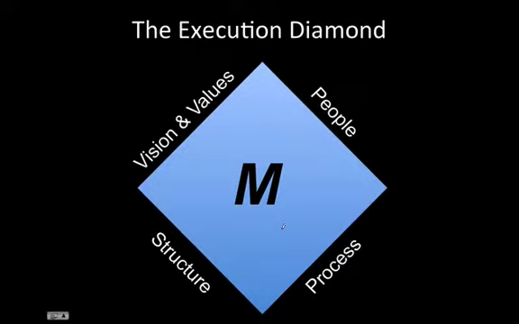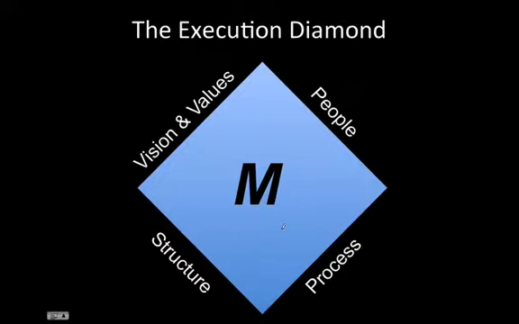I call this the execution diamond. The M in the middle stands for the mass, or the resistance to change in your organization. This mass is kept neatly corralled or coalesced by aligning 4 key subsystems. The first and most important is aligned vision and values. The next is an aligned structure. After that comes an aligned decision-making and implementation process. And finally, having aligned people.